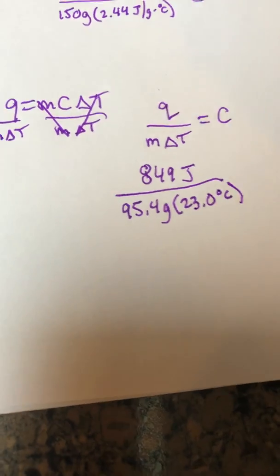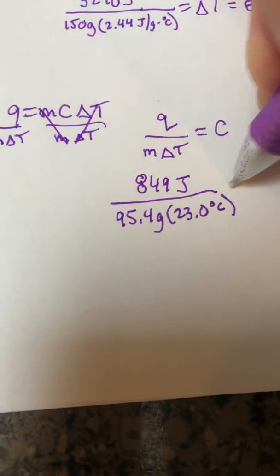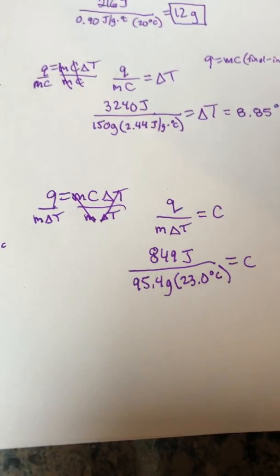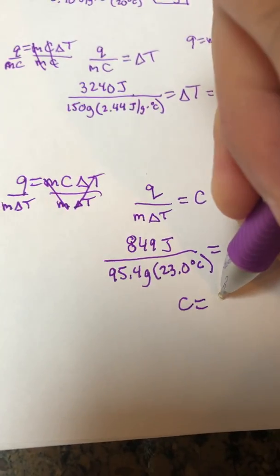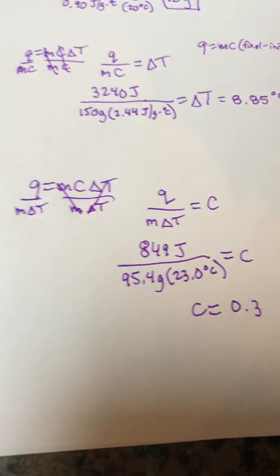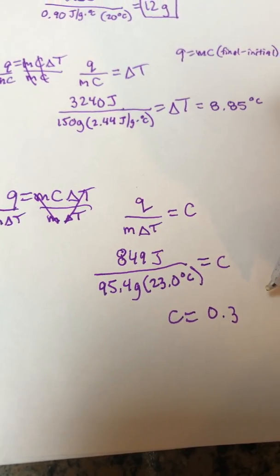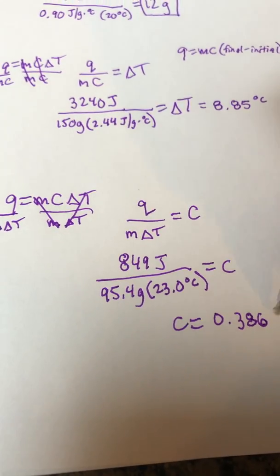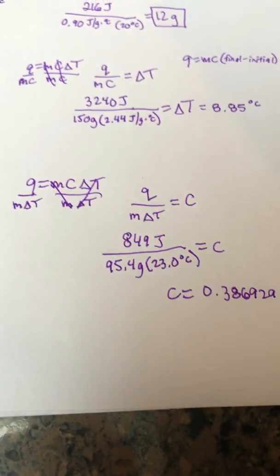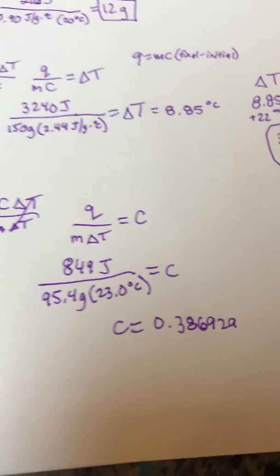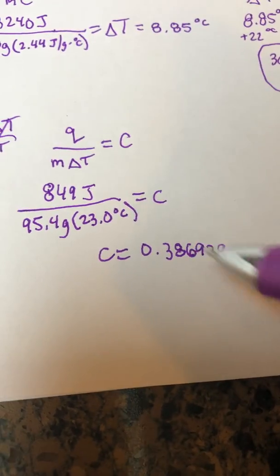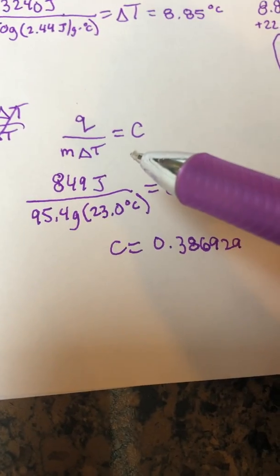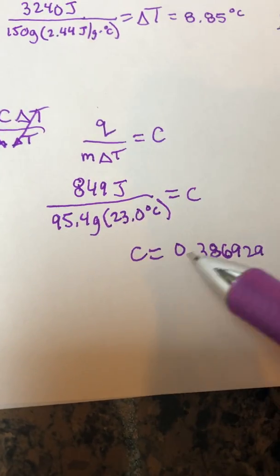Okay. All right. And this will give us our C value. So now when you plug this in, you're going to get about C equals 0.386, etc. Since we have a really long number here, I would round it off based on our significant figures, since I don't want this really long number.